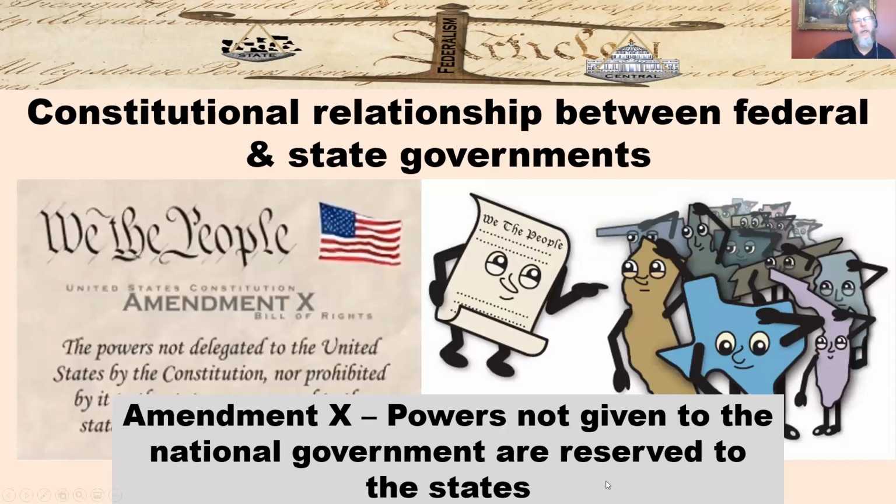All right. Amendment 10 is the main amendment. It gives the national government the right to reserve powers for the states. Right, the word reserved, which means this is a reserved power. It's set aside for the states.